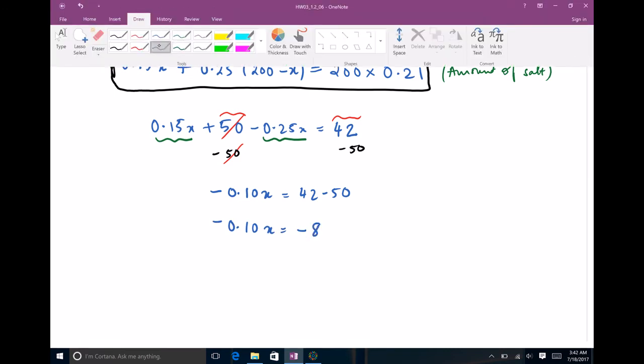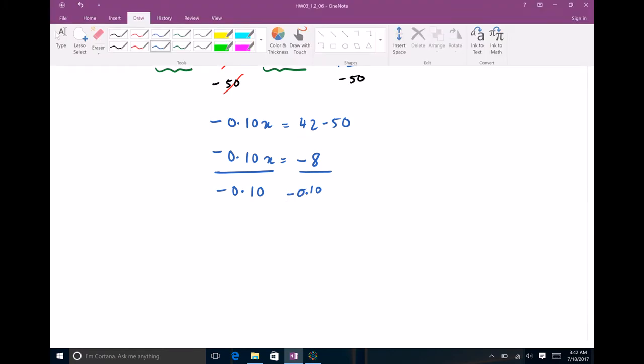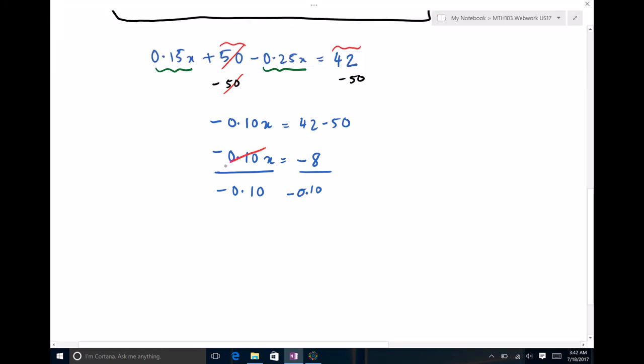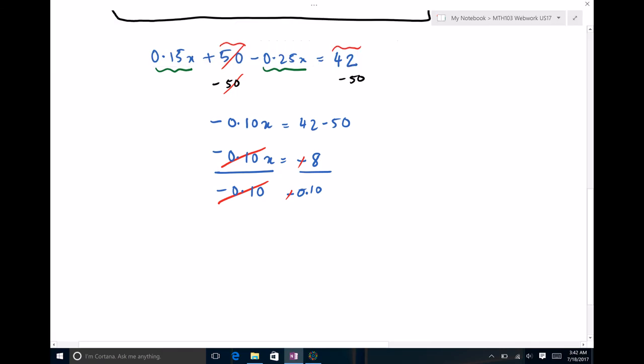Now the next thing I need to do in order to find the value of x is divide both sides of the equation by negative 0.10. On the left hand side of the equation, I'm able to cancel. On the right hand side of the equation, I can cancel the negative signs. And once again, to find the value of x, you have 8 over 0.10.